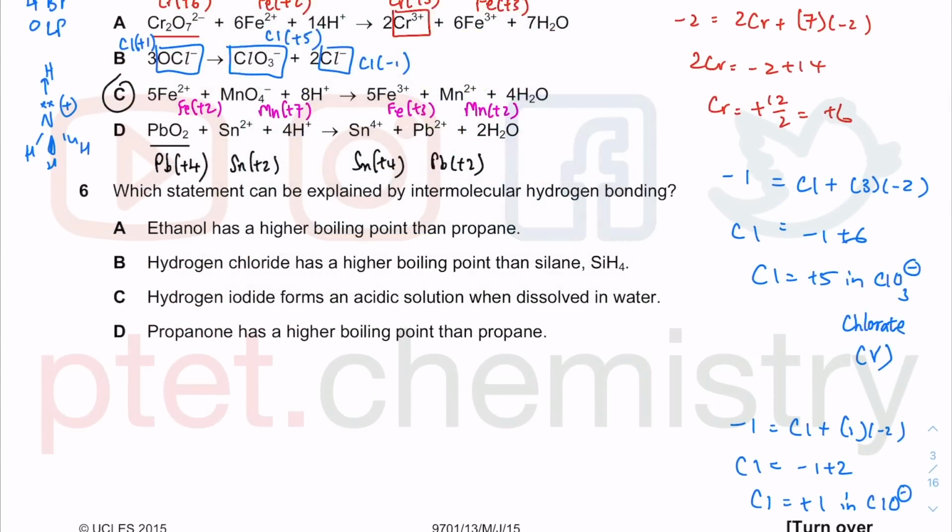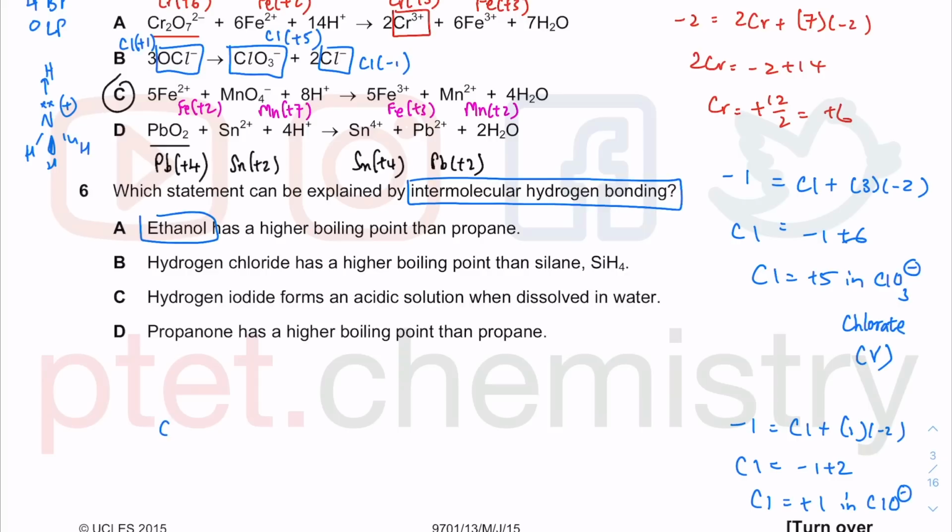Question number 6, you want to think about intermolecular hydrogen bonding. You must have hydrogen bonded to oxygen, fluorine, or nitrogen, a very, very polar bond, and then they must have a lone pair on the nitrogen, oxygen, or fluorine.